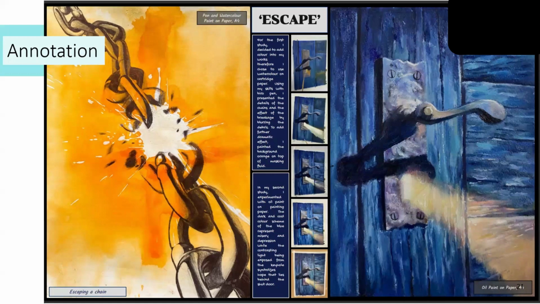In this example, the candidate explains a concept that would not have been obvious to the examiner. "I experimented with oil paint. The dark and cool colour scheme represent misery and depression, while the contrasting light being exposed from the keyhole symbolises hope that lies behind the shut door."